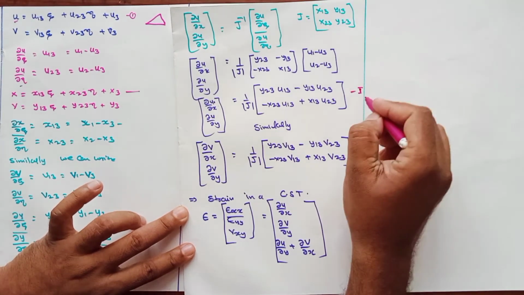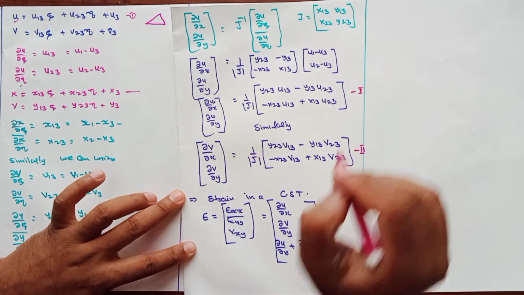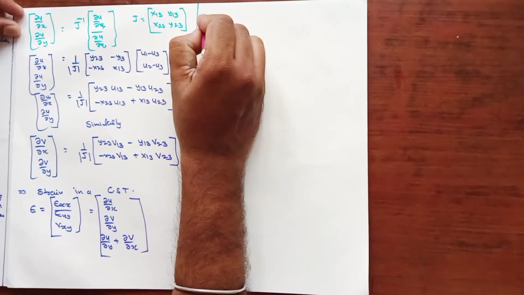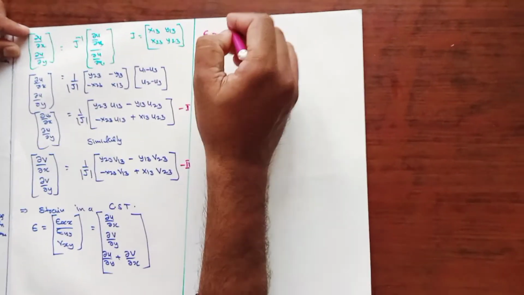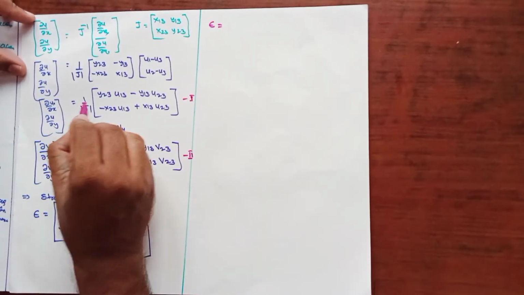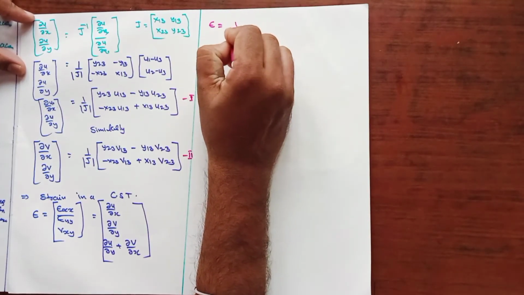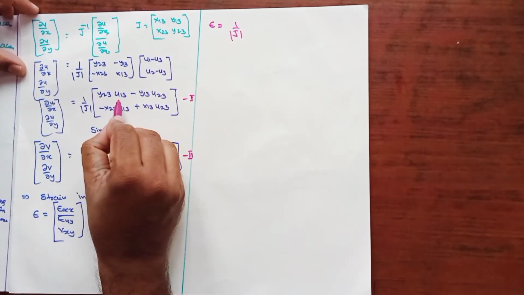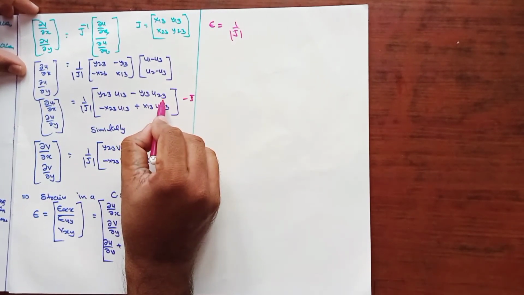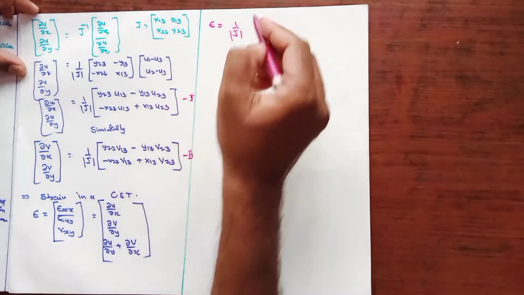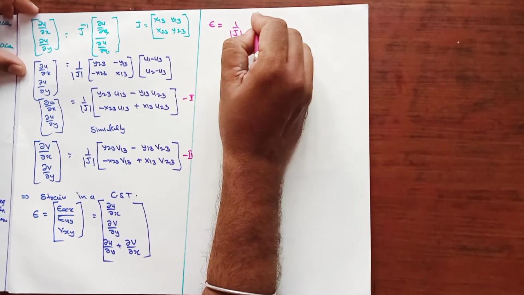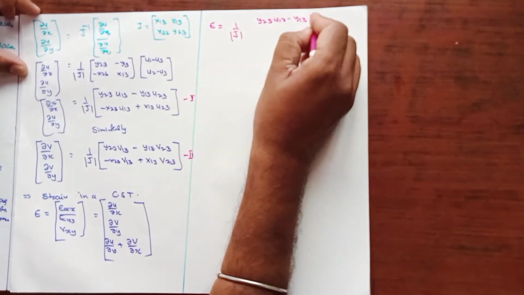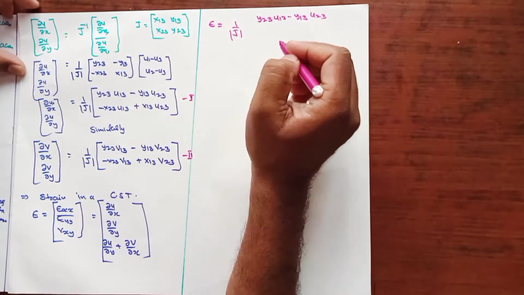So from equation number 1 and 2, it is possible to write epsilon as follows. The first term is ∂u/∂x. So ∂u/∂x can be written as 1 by det of J into the parameters y23, u13, y13 minus y13 and u23. That can be written as y23 u13 minus y13 u23. So this is ∂u/∂x.